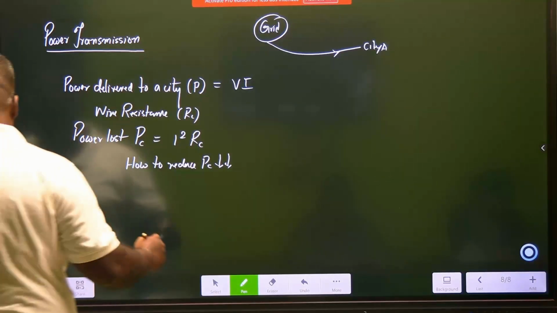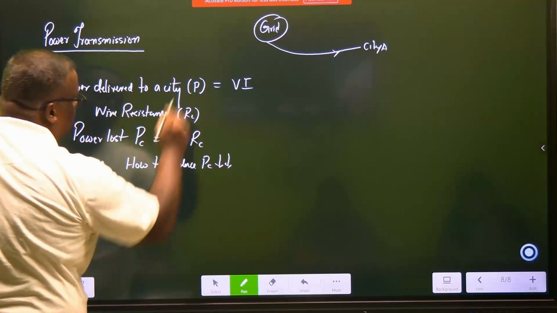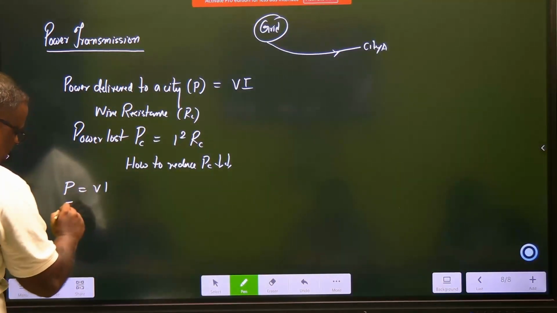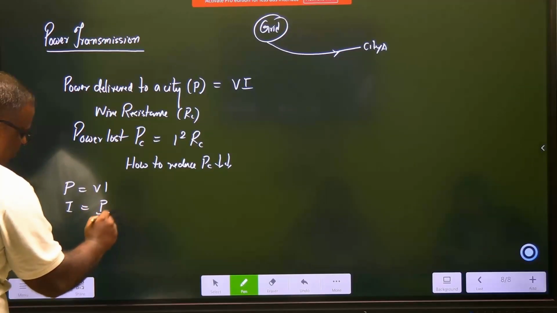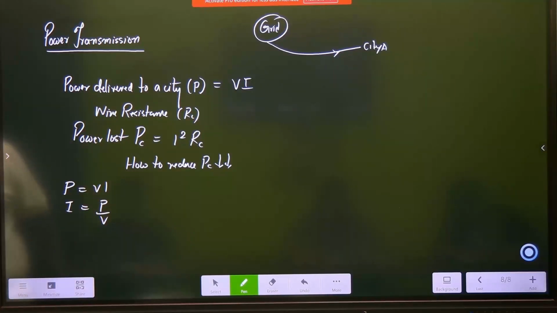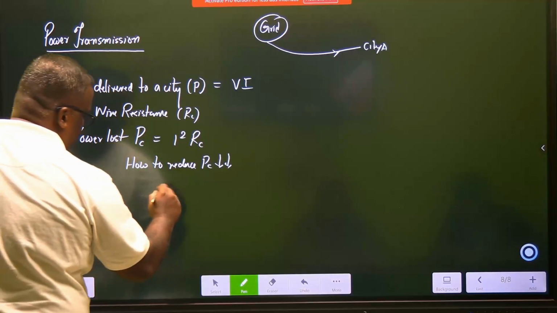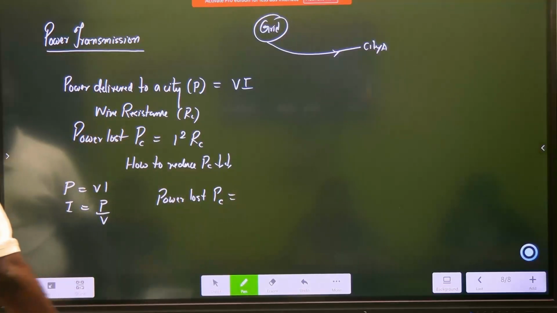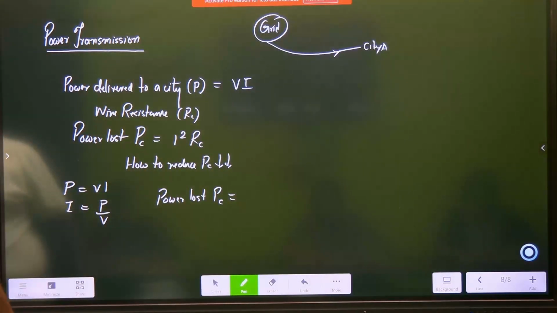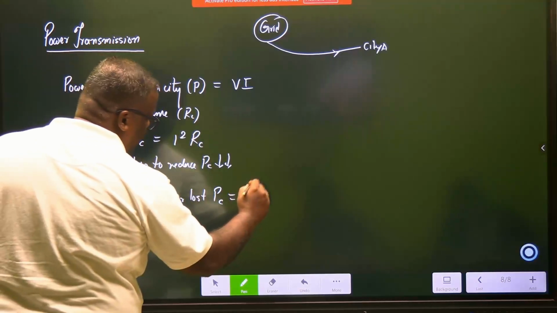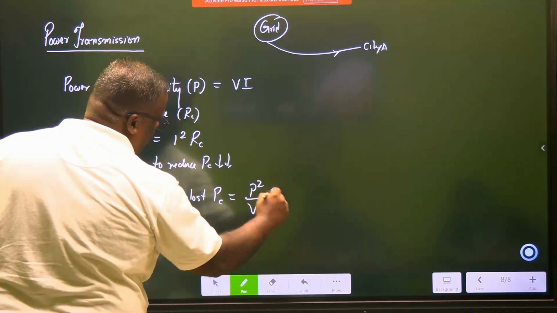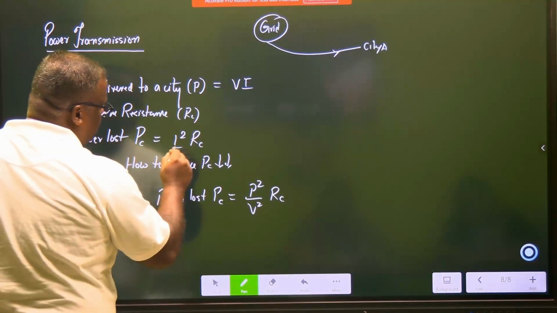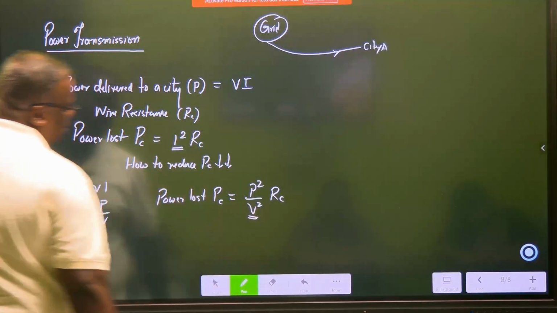Okay, so from here we can also say the power that you want to distribute is given by VI. So the current is given by P upon V. You can write it. The current is given by P upon V. Now power lost PC is equal to P square upon V square times RC. Did you get this? Look, PC's value is I square RC. Instead of I square, we have put this.